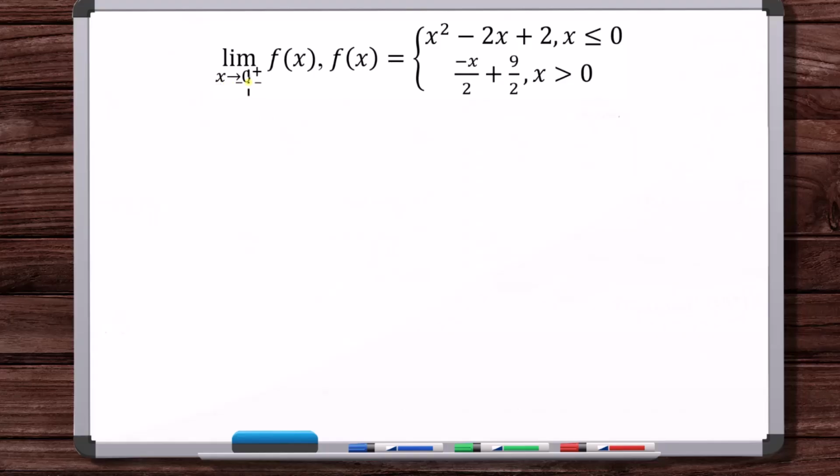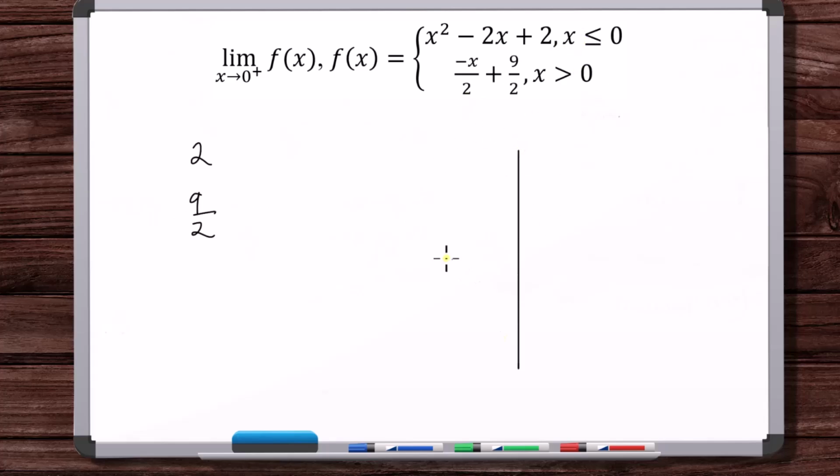Okay, limit as x approaches 0 from the right of f of x. Once again, let's just analyze what the function is doing at the limit point. What is this function equal to at the limit point? This is 2. What about this function? This is 9/2. So what we've got is a jump discontinuity.